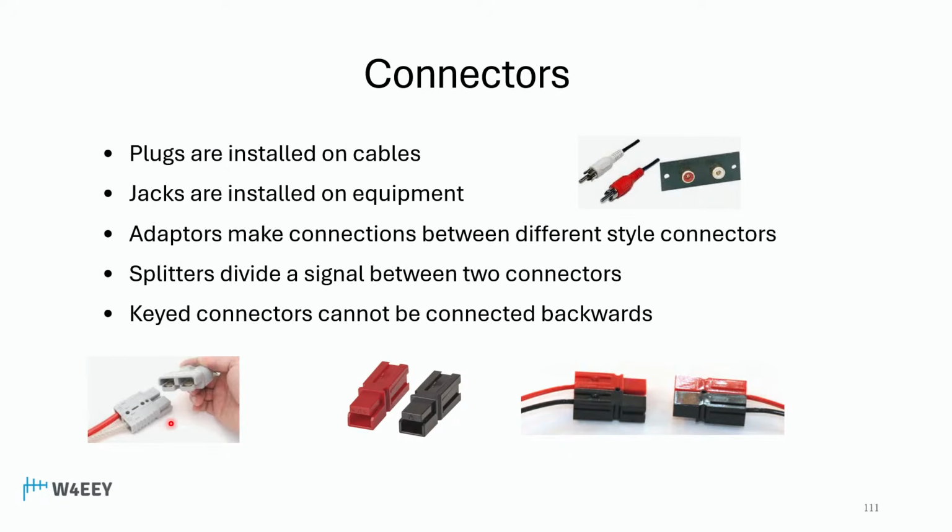And here's an example of a connector that can only be installed one way. Well, it's true of these too, because you don't want to ever get positive and negative reversed. So the connectors are typically keyed, so that's not possible. So plugs are usually on the cables, jacks on the radio, all kinds of things. Hams typically will have a whole box full of adapters, so you can get one connector type to another.